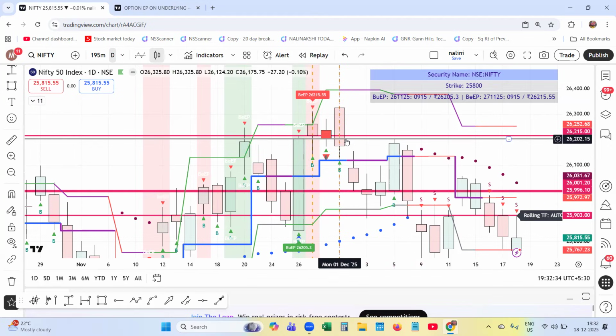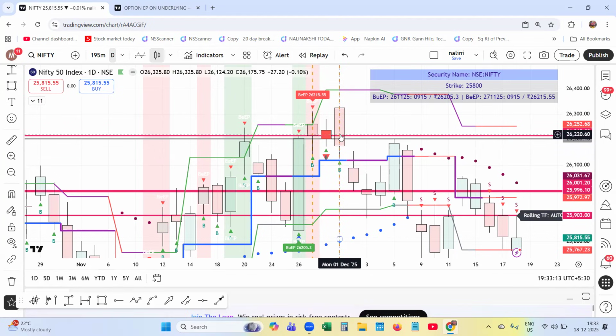On 1st December, everything is a trap. Everything is a trap. The market made a high of 26,325 and started falling. Finally, it closed around this, giving confirmation. You can see the close below this level, closing below 26,000, our episodic pivot level. That is 26,205 and 215, indicating that a bearish EP has been triggered.